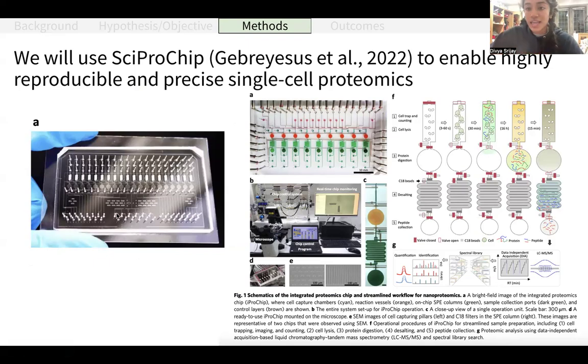So figure A is like literally a picture of the chip. And then in figure F, you can see all the things that the chip is doing, like trapping the cells, counting the cells, lysing, digesting the proteins, desalting, and preparing a sample that is ready to perform mass spec on.